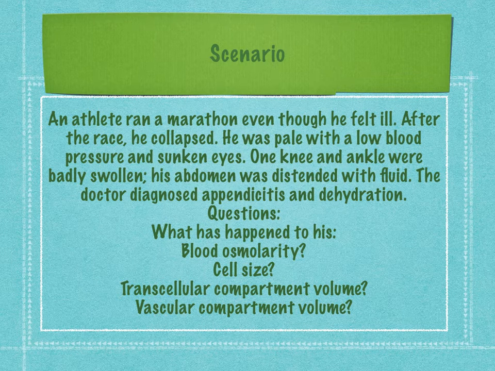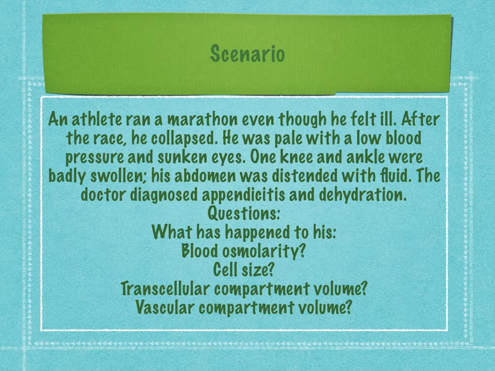So let's look at these questions. What happened to his blood osmolarity? The blood osmolarity has increased. We see this because fluid has moved out of the circulating plasma and into the interstitial areas. In other words, swelling. Cell size has decreased. This is represented by his sunken eyes.